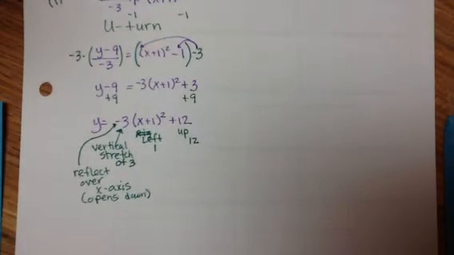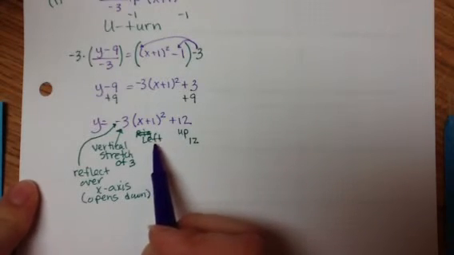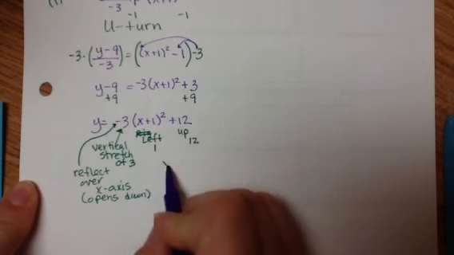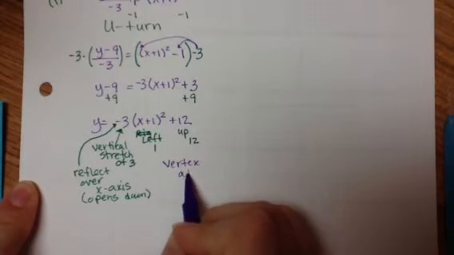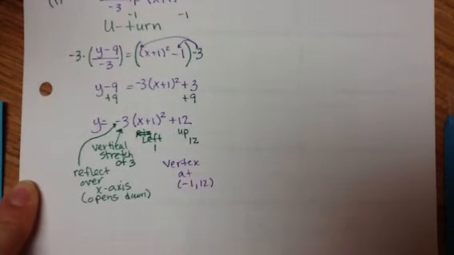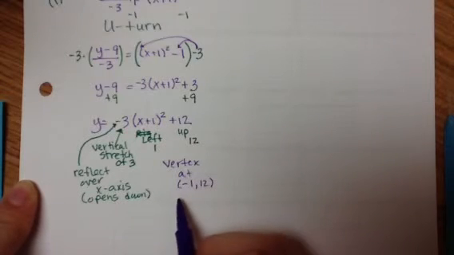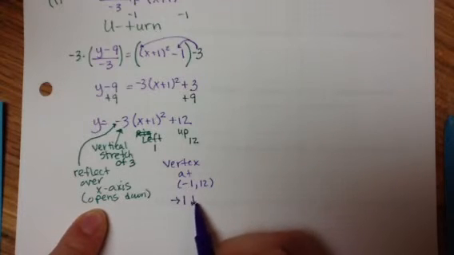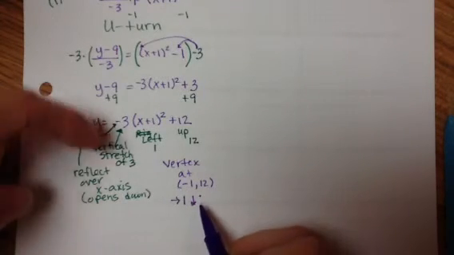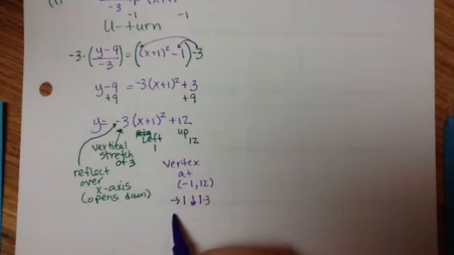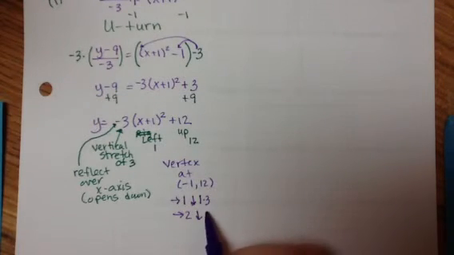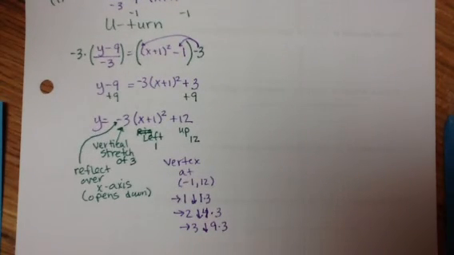So when I go to graph this parabola, instead of starting at 0, 0, I will go left 1, up 12, so the vertex will be at -1, 12, and then from there I will be moving right 1, and with the reflection I'm going to be going down. Instead of 1, I have to do 1 times 3, and then right 2, down 4 times 3, and then right 3, down 9 times 3. And that will give me an accurate sketch.